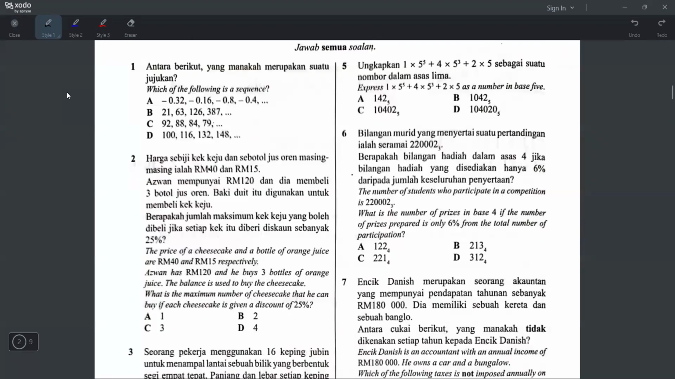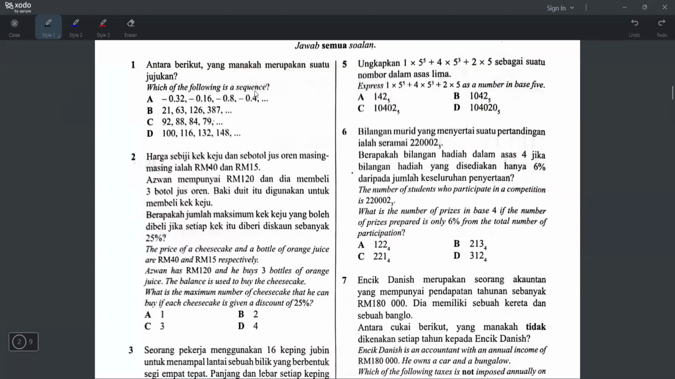So number 1. Let's read the question. Which of the following is a sequence? Antara berikut yang manakah merupakan satu jujukan? So what is a sequence? Sequence, jujukan. Sequence means it's a group of numbers yang ada pattern. This sequence of numbers needs to have a certain pattern, and the pattern can be tambah tolak or darab bahagi. But you have to make sure the nilai yang tambah tolak darab bahagi tu kena sentiasa sama lah.